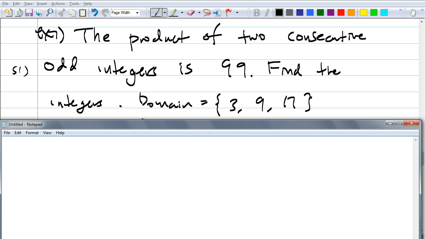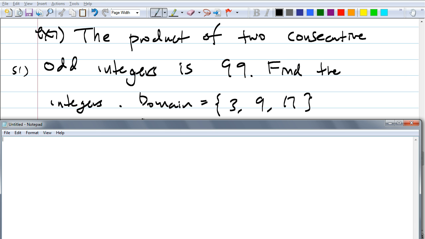This sort of question is actually in your homework. It says the product of 2 consecutive odd integers is 99. Find the integers. And they give you something like this. Domain equals 3, 9, and 17.